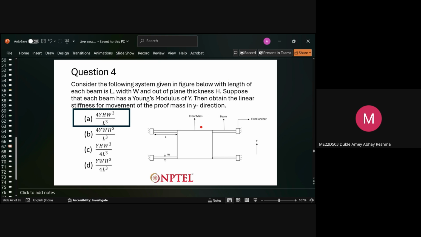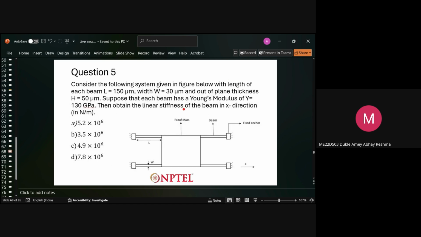So I hope this question is clear. We'll move to the next question. This is question number 5. Here you have another, similar kind of system. The length of each beam here is 150 micrometer, width is 30 micrometer, out of plane thickness is 50 micrometer. Suppose each beam has Young's modulus Y equal to 130 gigapascal, then obtain the linear stiffness of the beams in x direction.